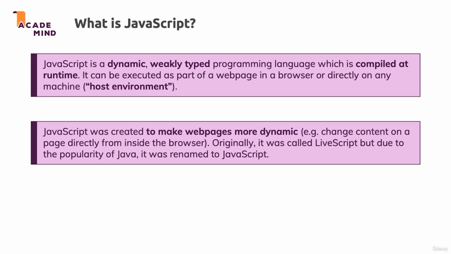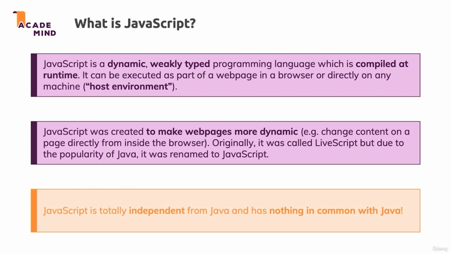Originally, it was called LiveScript, but due to the popularity of Java back at the time, it was renamed to JavaScript to resemble Java by its name. JavaScript, however, is totally independent from Java. That's important to understand and has nothing in common. It really was just named JavaScript because, well, Java was popular and the people who invented JavaScript wanted JavaScript to be a thing, I guess. But I'm not sure.